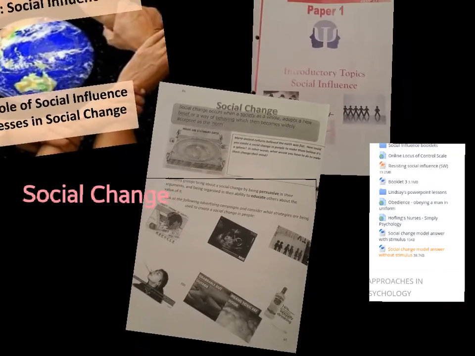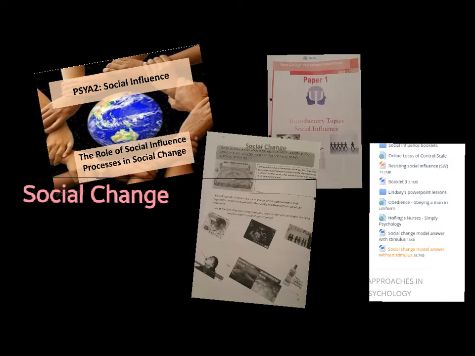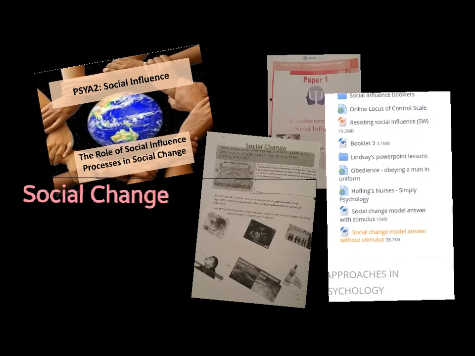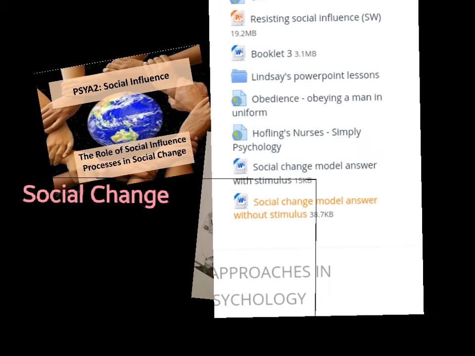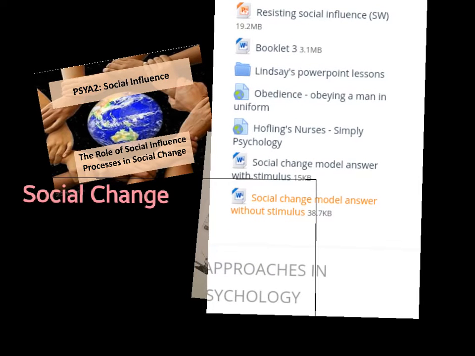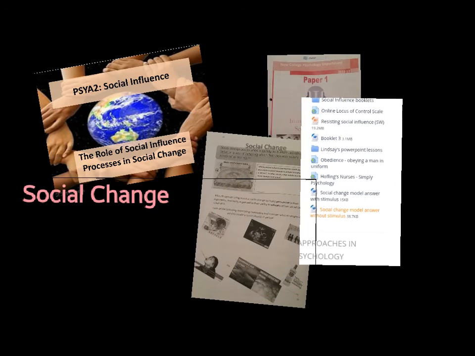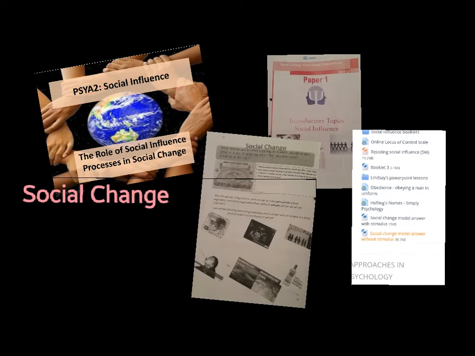And you also need to have in front of you, which your teacher in all likelihood has already provided you with, two sample answers. So I've just given you the little screenshot from Moodle. You can see that the two answers, if you don't already have them from your teacher, are the social change model answer that's got a stimulus attached to it, and also the one that doesn't have the stimulus. So you need all of those bits and bobs out in front of you.